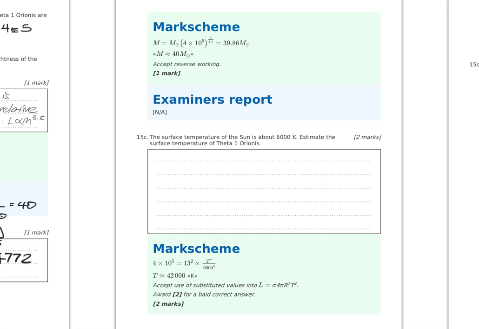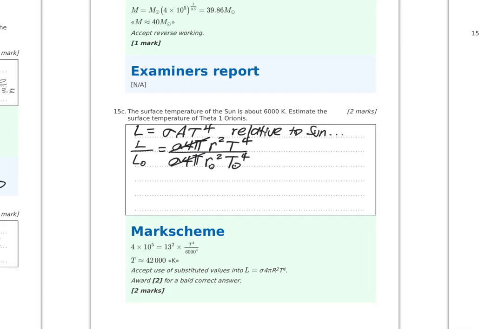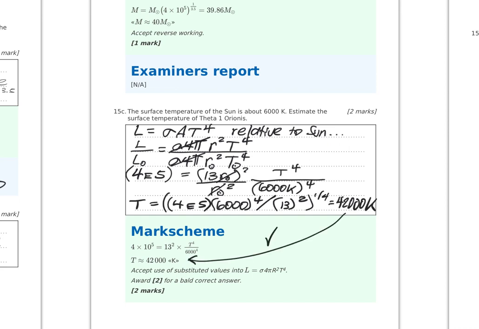So luminosity is Stefan-Boltzmann, area, T to the 4th. But this is all relative to the sun, so we have to treat this formula from a relative perspective as well. So the constants cancel out. We know the relative luminosity is 4 times 10 to the 5th. We know that the radius of theta 1 Orionis is 13 times that of the sun. Don't forget r is squared. And we know the surface temperature of the sun. So we're solving for T, the surface temperature of theta 1 Orionis. When you work the numbers out, you get 42,000 Kelvin. So to one significant figure, since the relative luminosity is one significant figure, it's really 40,000 Kelvin, but whatever.